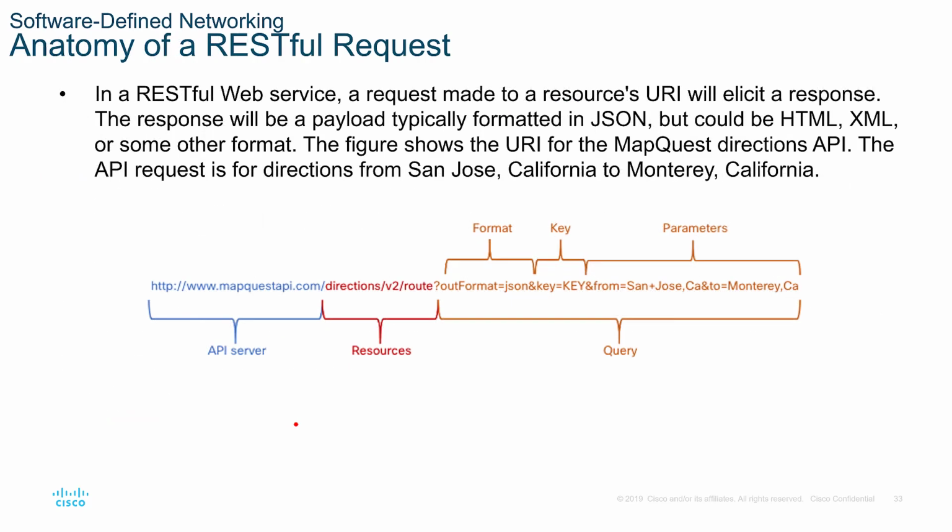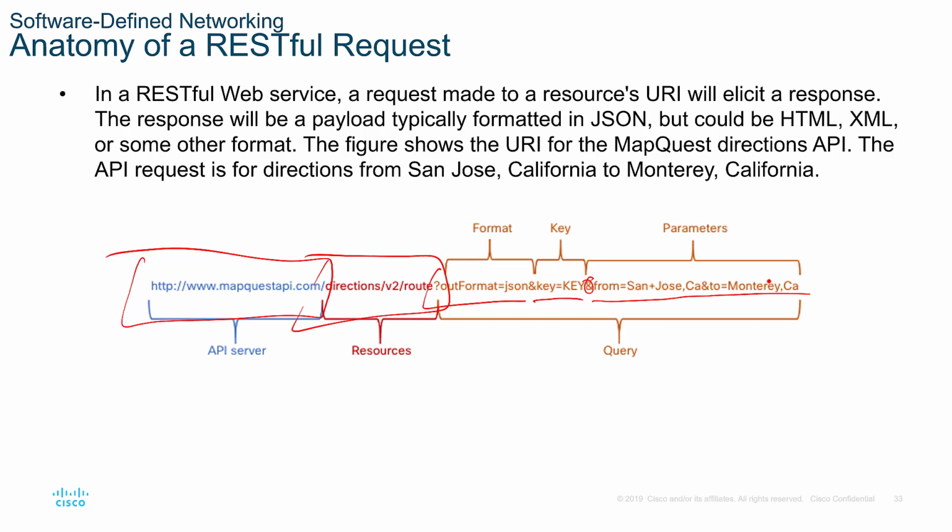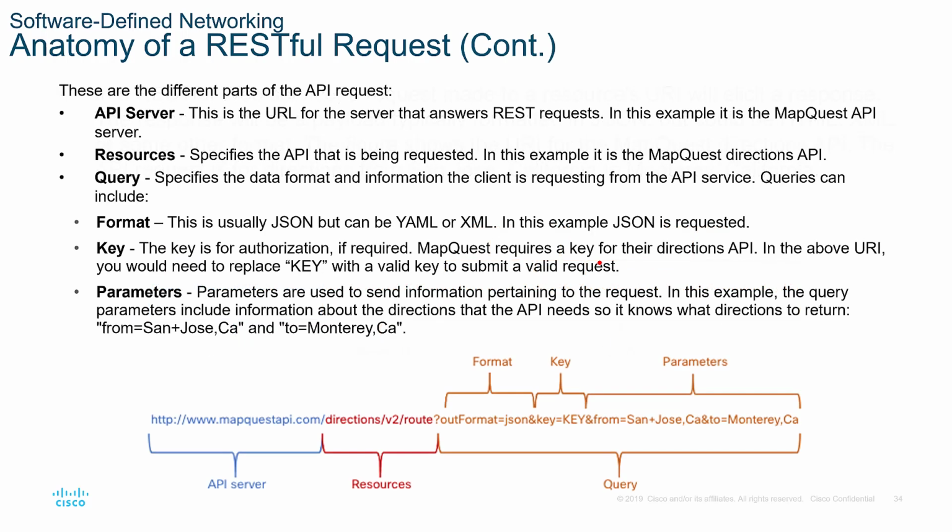So again, the anatomy of a RESTful request. Here we have our API. Here is the resource. Here's the format. Here's the key. Ampersand. So here we have our format or our query. The ampersand lets you know it's part of a query because that's standard formatting. So this will show the URI for MapQuest. It's pretty sad that we are doing MapQuest, but it is what it is.